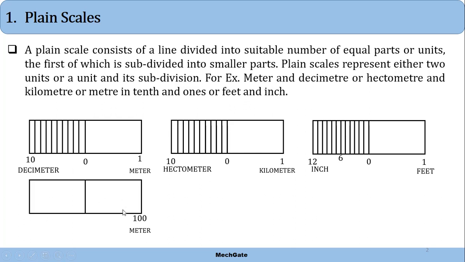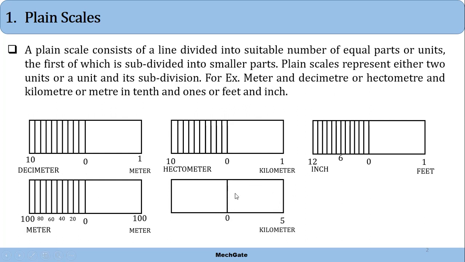Let's say on one side we have to represent 100 meters. So this should also be equivalent to 100 meters, right? So we will divide this into 10 equal parts and each division will represent 10 meters. So we can also divide in that way as well, right? So this is my 100 meter and further I have divided it into smaller divisions 10, 20, 30, 40 meters.